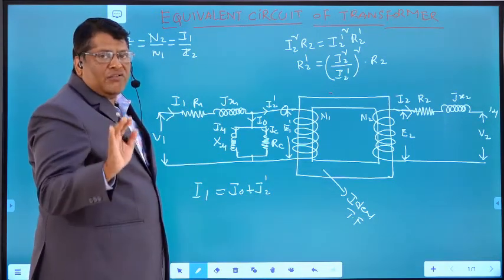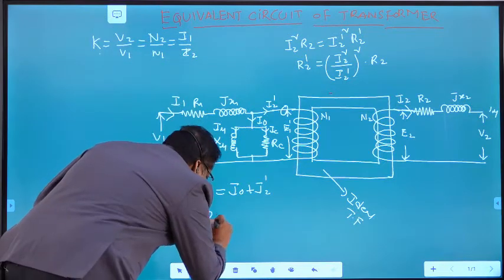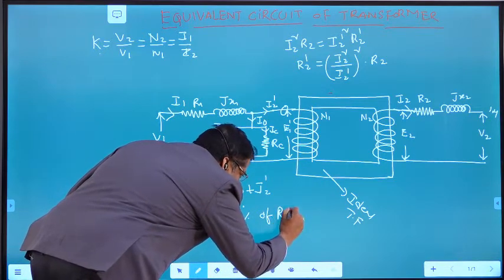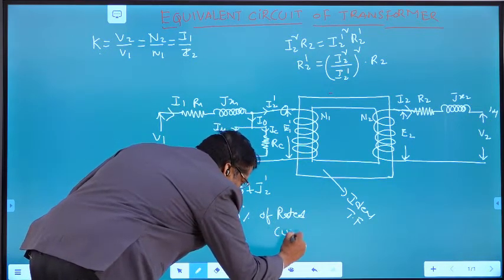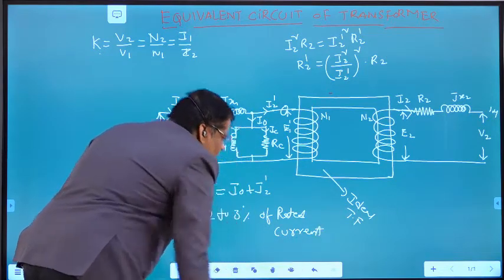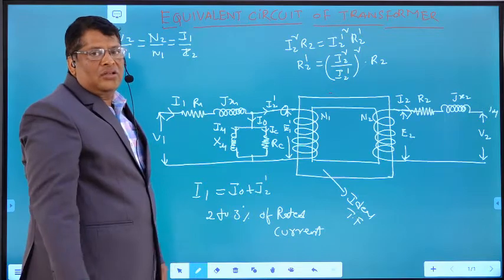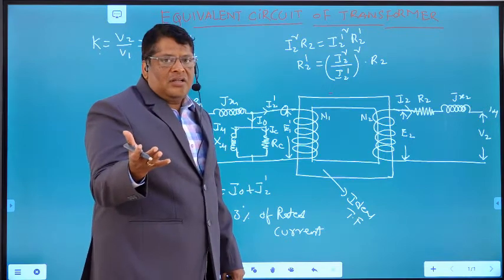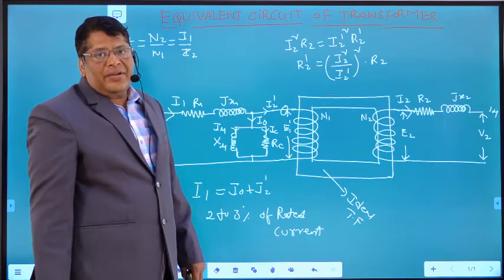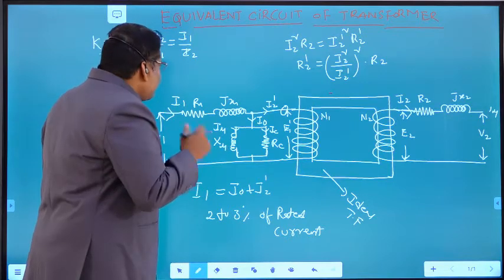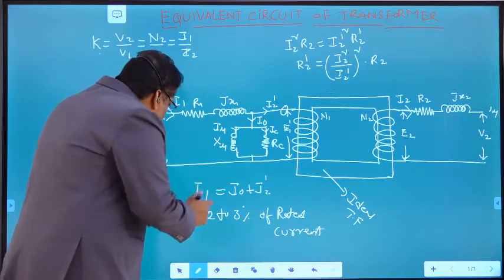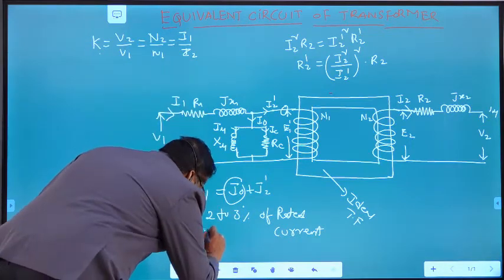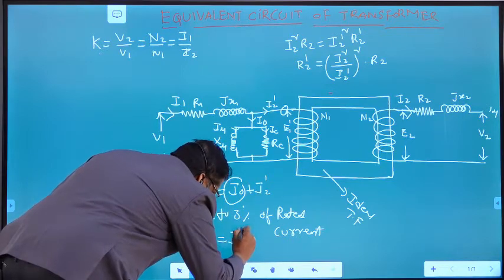The no load current in a transformer is 2 to 3% of the rated current. Rated current is the maximum current that can flow through the transformer. Suppose we take a transformer of 10 amperes, the no load current becomes 0.2 amperes, which is very small. So in a transformer, we can neglect the no load current. If we neglect it, now I1 is equal to I2 dash.